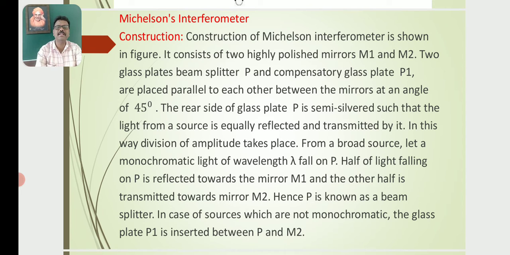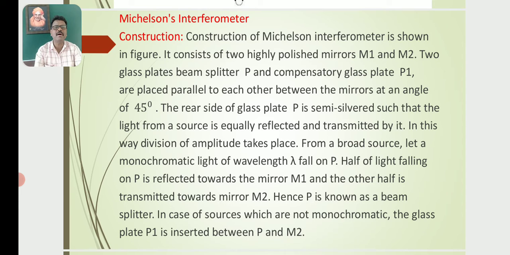The compensator glass plate P1 compensates the path travelled by the reflected light and the path travelled by the transmitted light. Both P and P1 are placed parallel to each other between the mirrors at an angle of 45 degrees. The near side of glass plate P is semi-silvered such that the light from a source is equally reflected and transmitted by it. In this way, division of amplitude takes place.